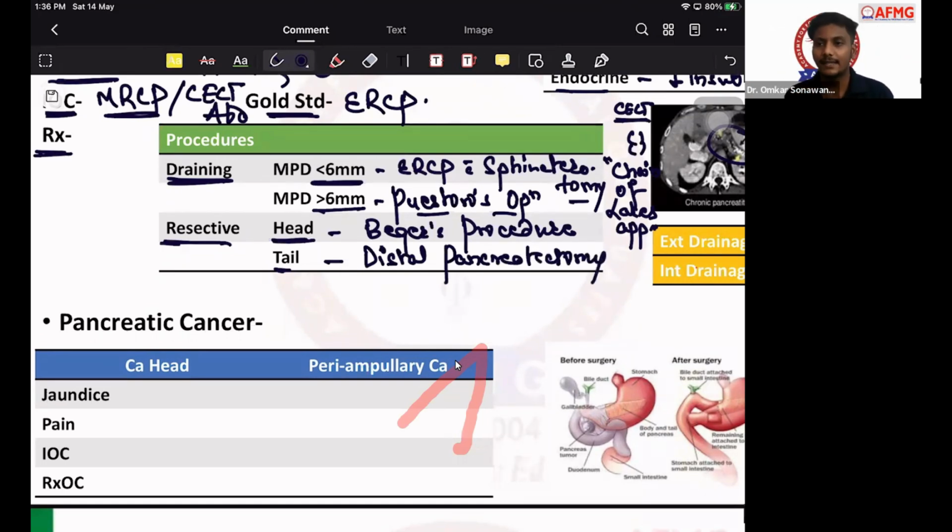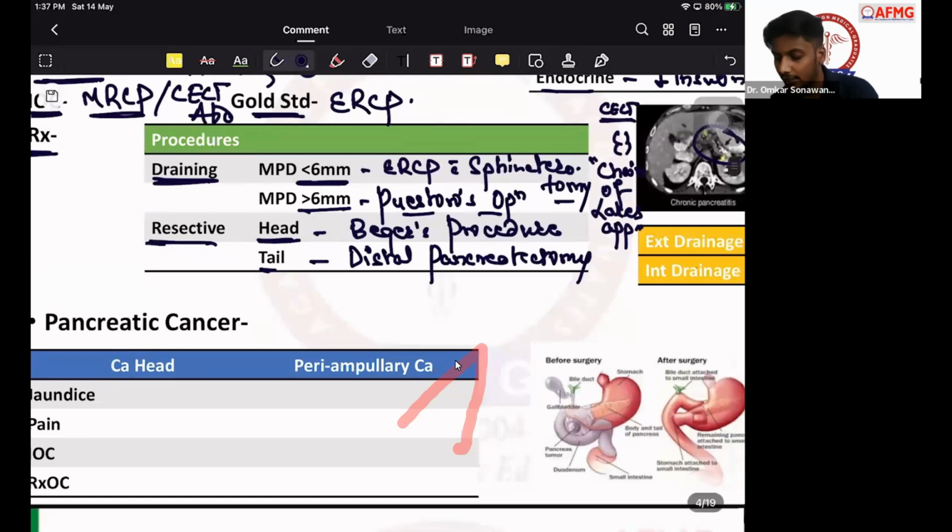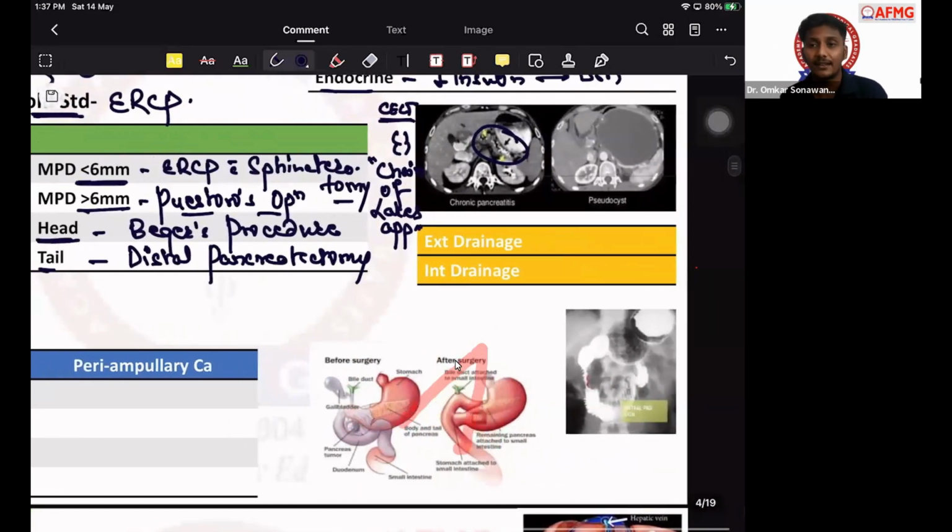So if the duct is less than 6 mm, ERCP with sphincterotomy. If the duct is more than 6 mm, Puestow's operation or modified Puestow's operation, that is pancreatico-jejunostomy. If the head is involved, Beger's procedure, removal of the head. If the tail is involved, distal pancreatectomy. No issues with this, I hope. Okay, so remember the treatment of chronic pancreatitis.